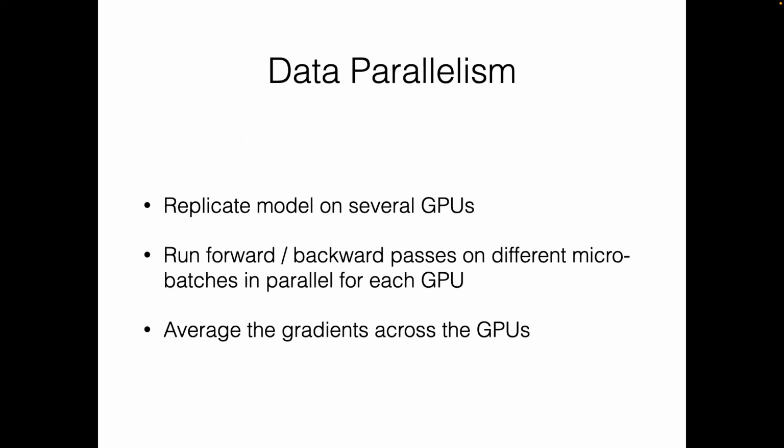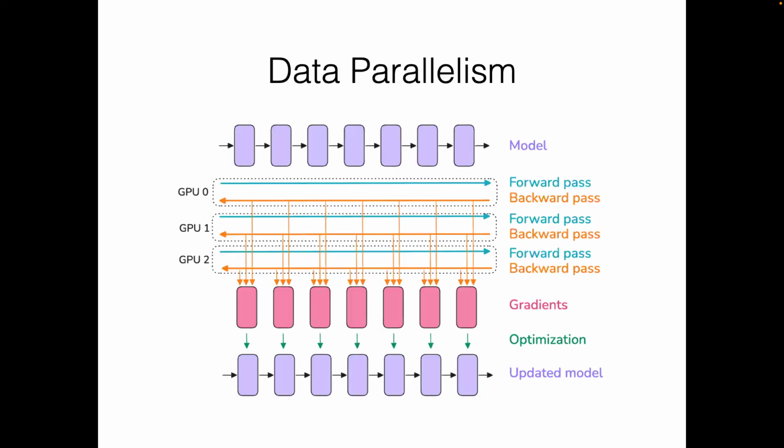Now we again have this notion of micro batches, similar to gradient accumulation. But instead, we're going to send one micro batch to each GPU. Now you could perform the forward and backward passes, and then you can communicate and average the gradients on each GPU. So that was some kind of hand waving.